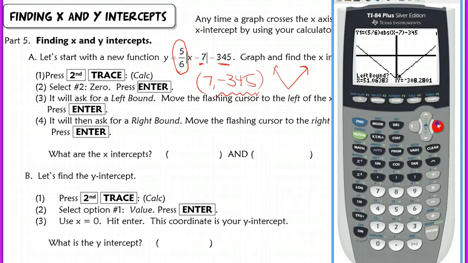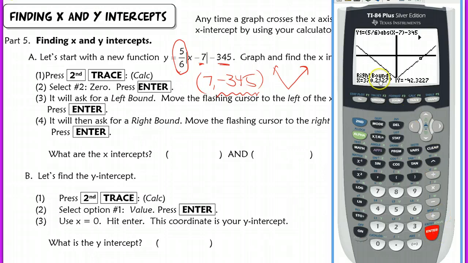So if you were on, now you got to scroll all the way up there. My calculator is going to take a while. Yours is probably going to be much faster. So if I was on this x-intercept here, to the left of that, I just hit the left key, hit enter. It doesn't matter how far left of this you are. I could be all the way down here and that would be fine, but I just hit enter.